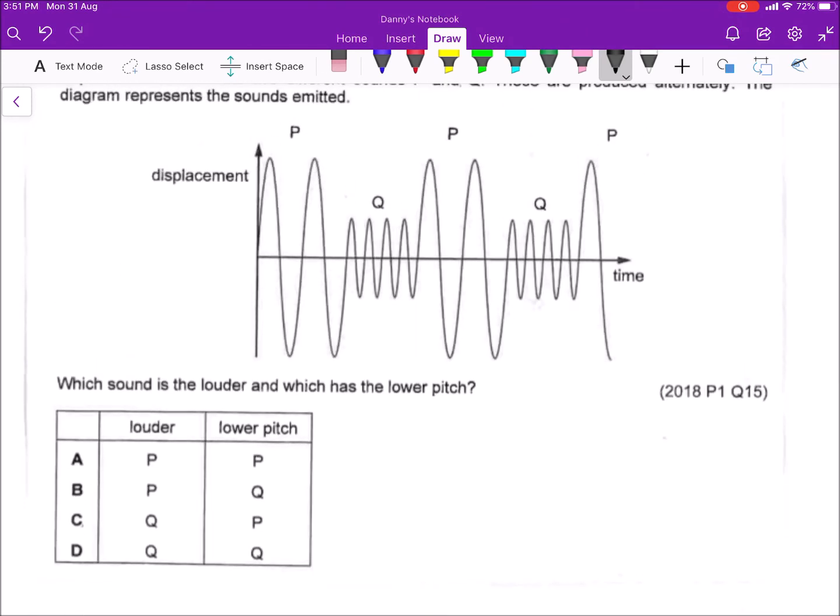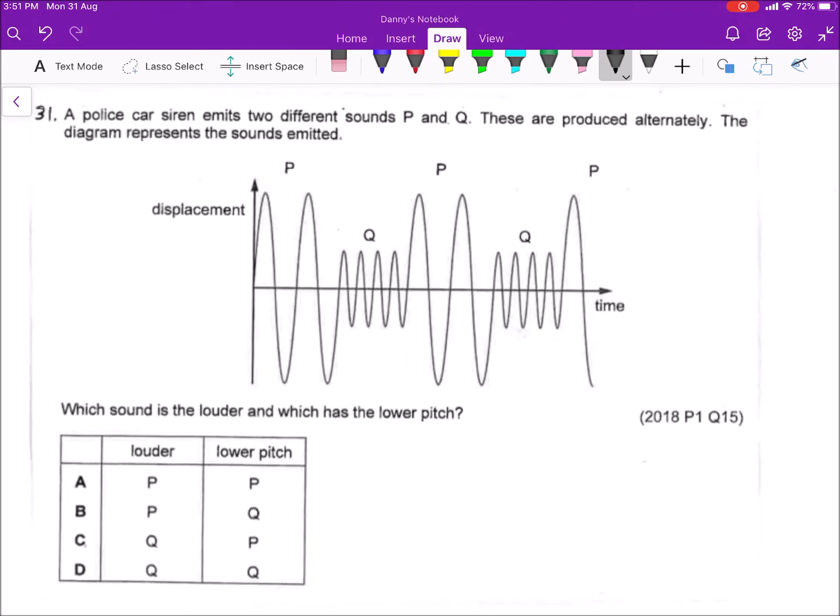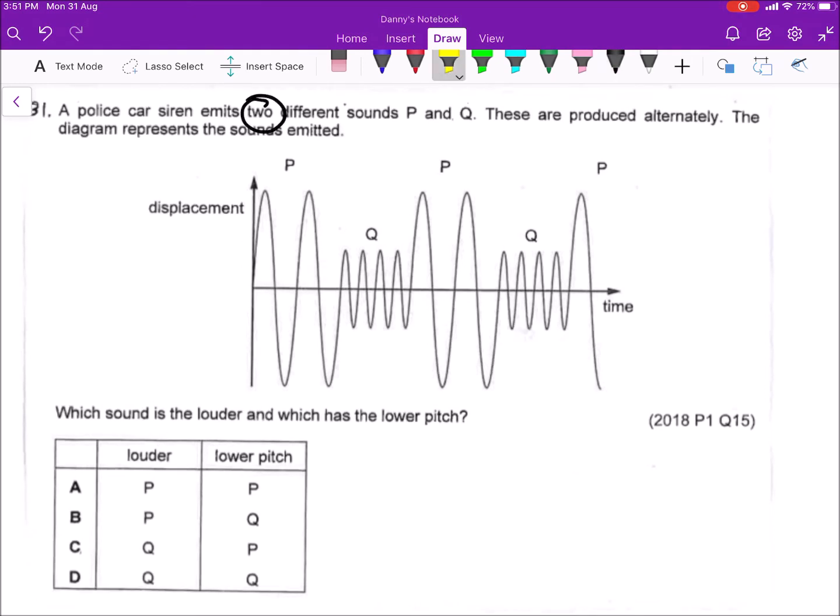Okay, then we have this weird looking waveform. What happened is that you have 2 different sounds. I think this would be 1 sound, then after that this will be a second sound. You can see that the first sound P will be louder because it has a higher amplitude. This is the amplitude for P, and this is the amplitude for Q. Definitely P is higher than Q, so P is louder.